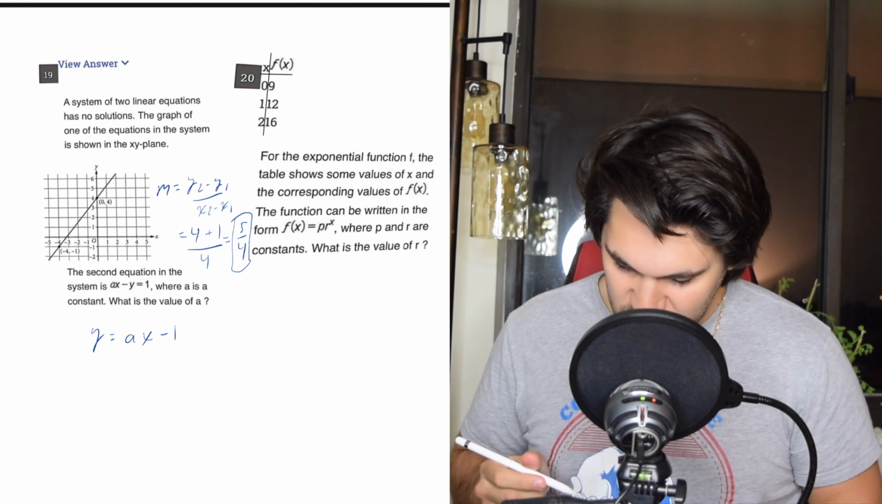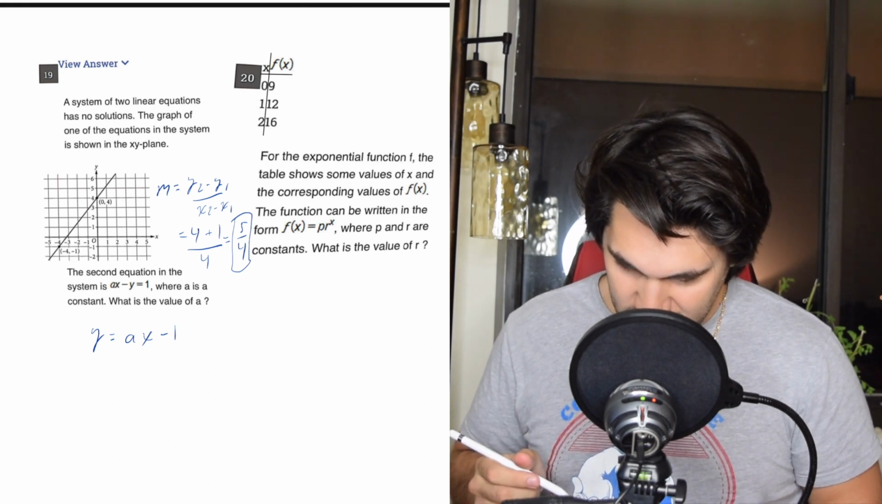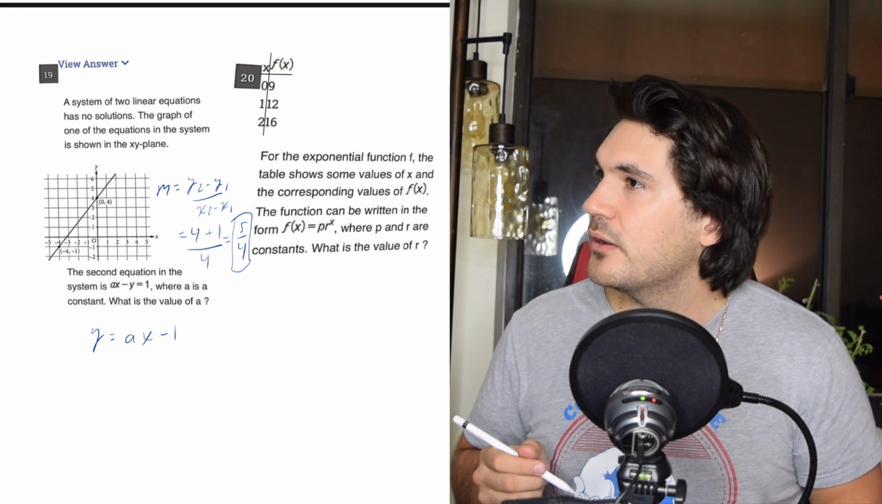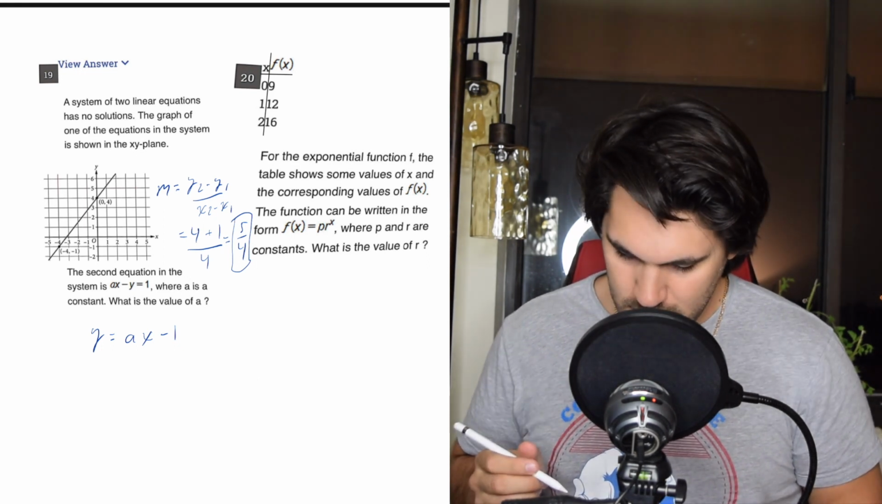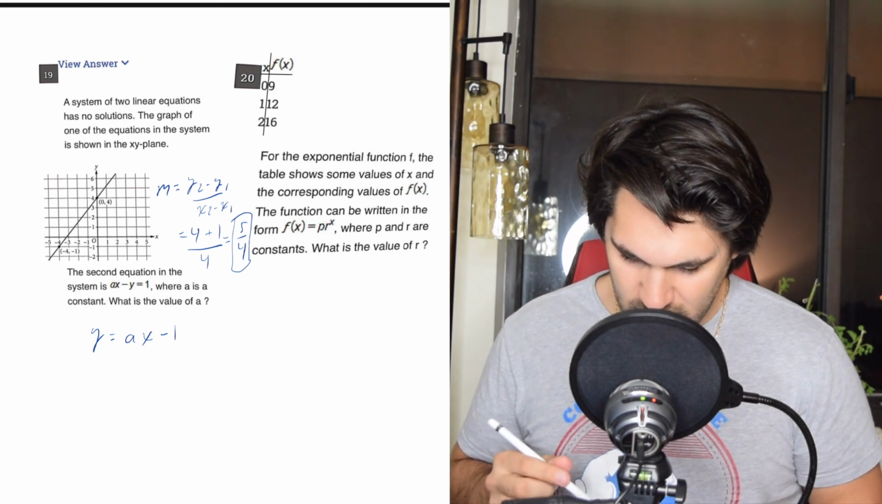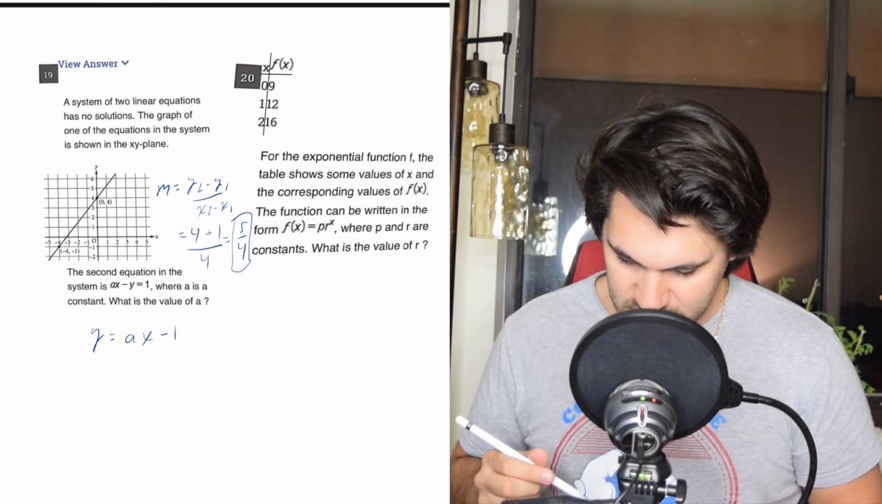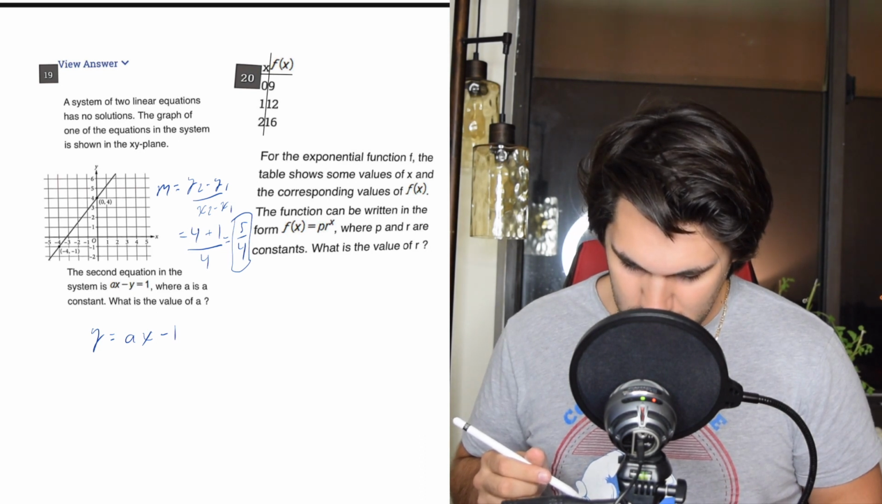And now the last question, number 20. We have an exponential. We have a table. We've got some values here. f of x equals p times r to the x, where p and r are constants. What is the value of r?